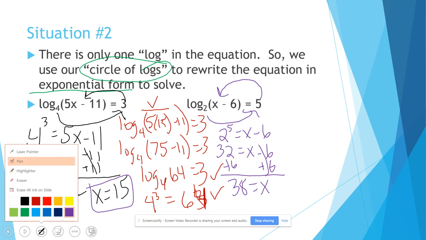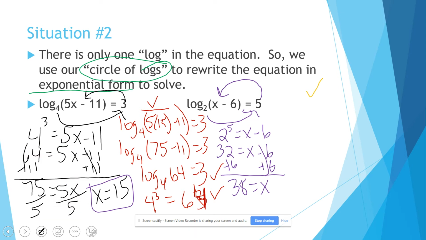Do our check. We have log base 2 of 38 minus 6 is equal to 5. 38 minus 6 is 32. 32 is a positive number, so that part's good. And then you can either use change of base formula to get log base 2 of 32 into your calculator and check that it equals 5, or you can try 2 to the 5th power to see that it equals 32. Either way, we're going to find that's a good answer.